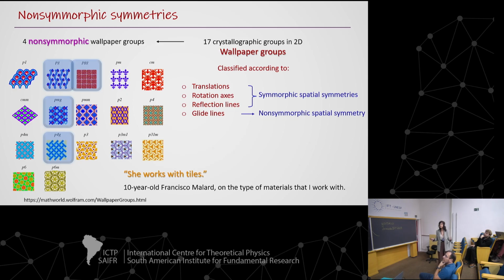And in 2 dimensions, there's just one non-symmorphic operation, which is called the glide line, which means that the symmetry involves a mirror, a reflection, but with a translation of a fraction of the unit cell in your crystal. And there are these 4 non-symmorphic wallpaper groups.